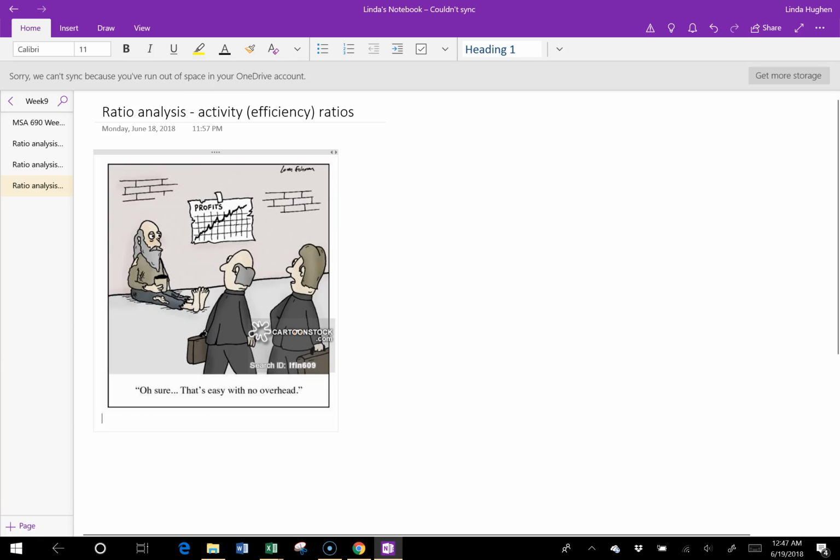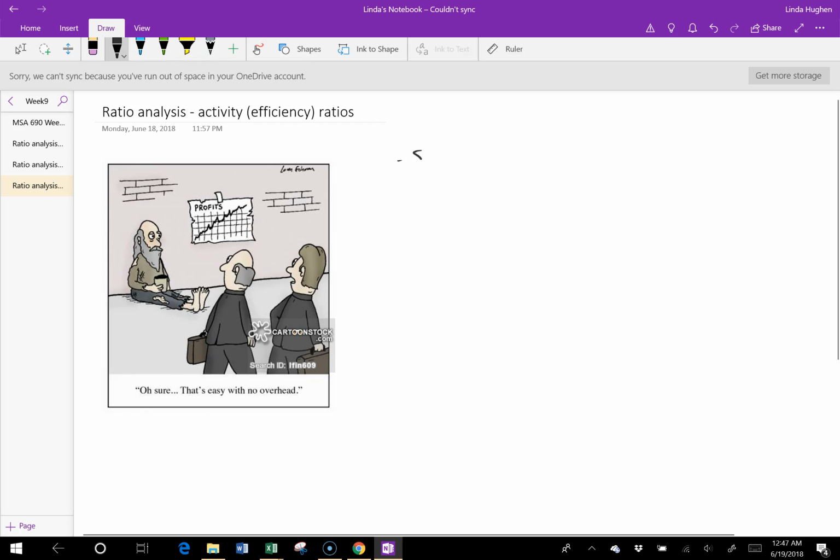In this video, our last video of the semester, I'm going to discuss activity or efficiency ratios. Activity ratios are sort of a mix between profitability ratios and liquidity ratios. That's because they measure the ability of the company to sell its inventory, turn assets more broadly into sales, and collect its accounts receivable.